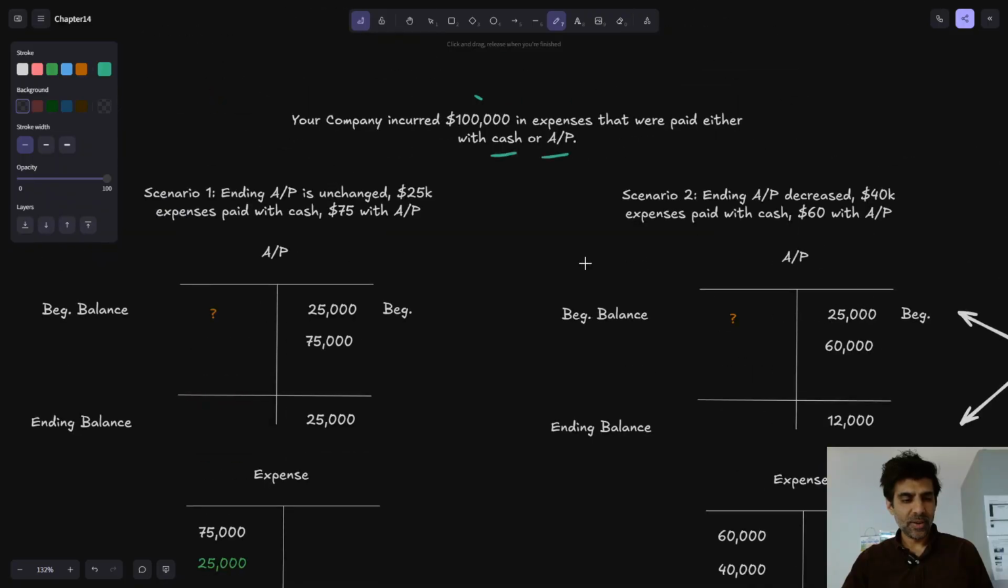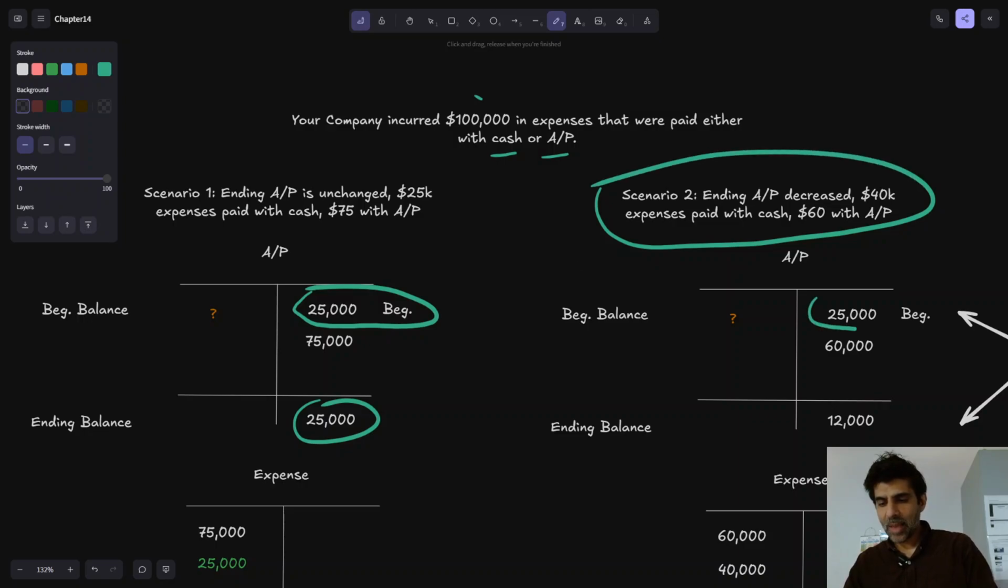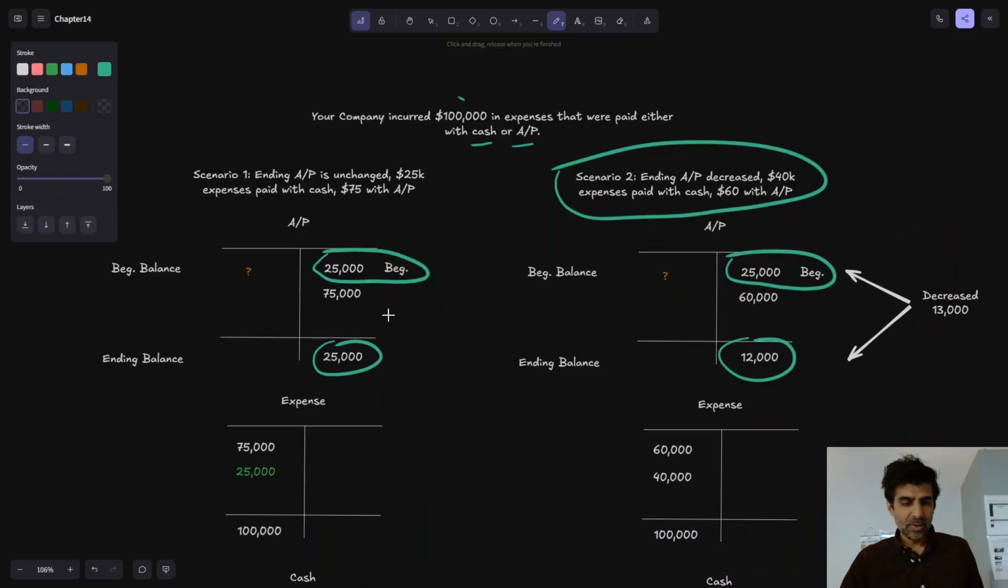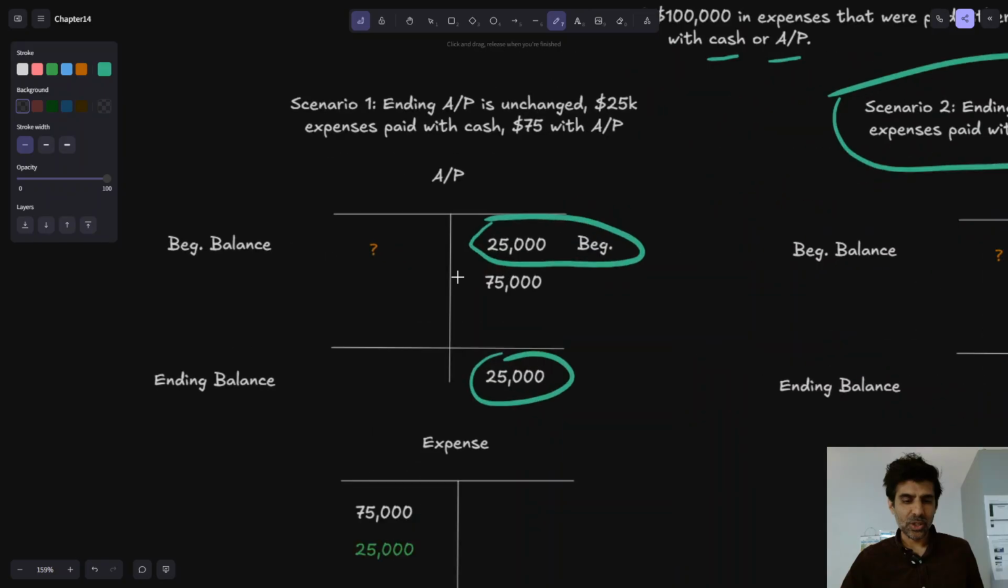There are two scenarios here. In the first scenario, our accounts payable is unchanged. The beginning and ending are the same. In the second scenario, we had the same beginning balance, but the ending balance decreased by 13,000. So the first question, and you should all be comfortable with this: what do we need to have in accounts payable to make this happen? What is this question mark? Yeah, Scott. 75,000. Good.